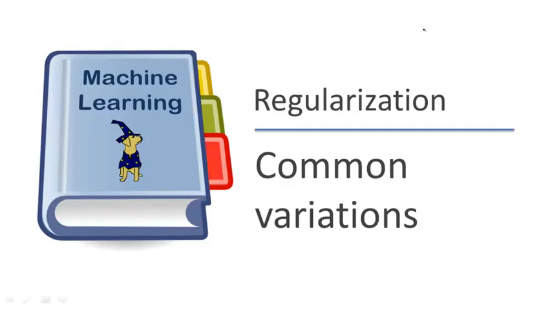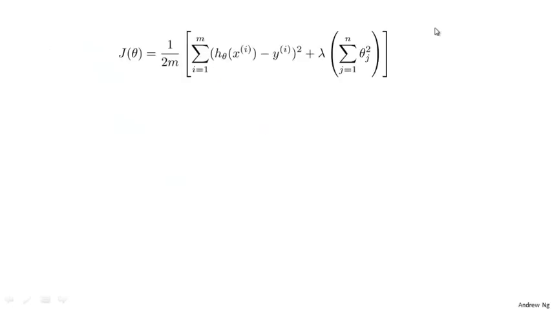In this video, we'll talk about a few common variations of how people formulate the optimization objective for regularization. Here's the optimization objective that we have been using so far, and you may have noticed that the sum is from j equals 1 to n. So what we're doing is penalizing the parameters theta 1, theta 2, and so on up to theta n, but we don't penalize the parameter theta 0 for being large.